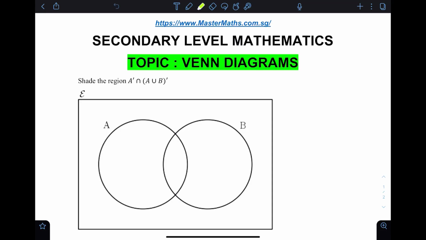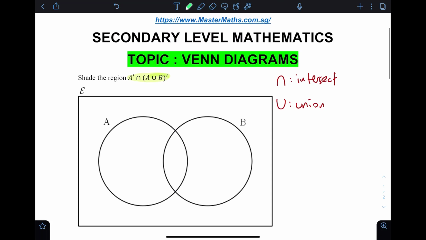This question is learnt only in the O-level year. It's on the topic of Venn diagrams. So let's discuss. Should the region A prime intersect with (A union B)prime? N means intersect. Okay, and if you see a U, it means union.